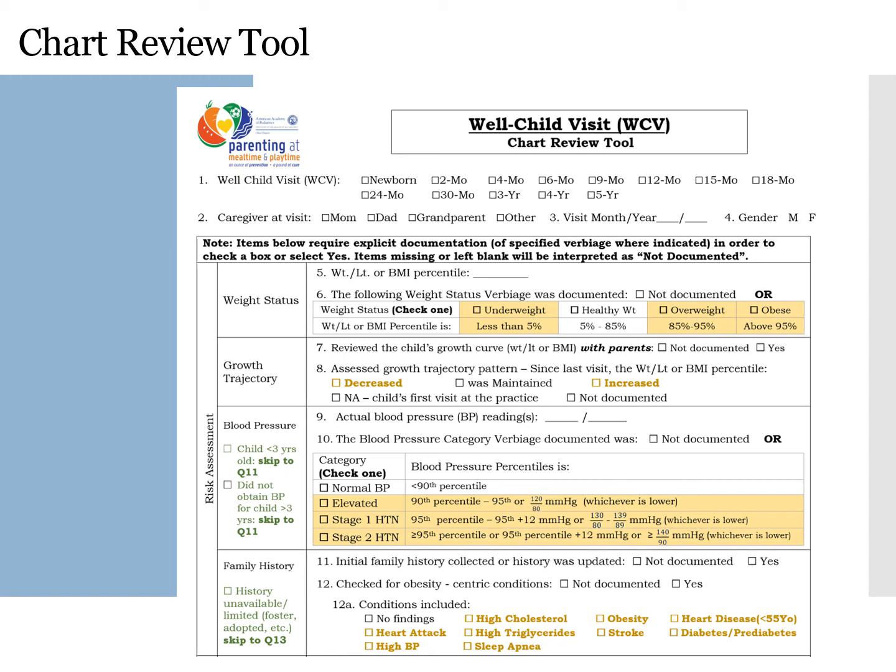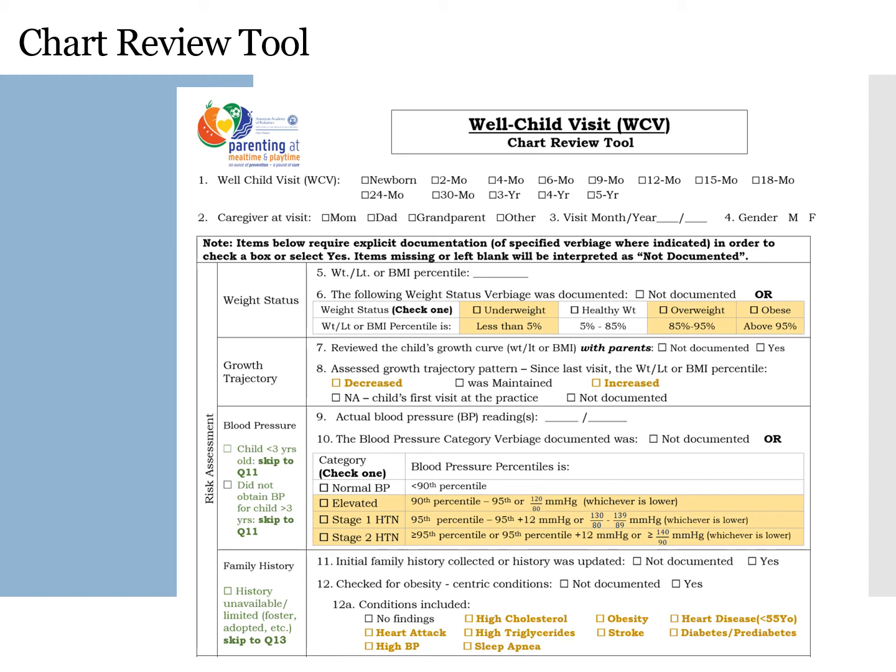Blood pressure is for our kiddos 3 years of age and older, and looking at if you had a blood pressure reading for that child and categorizing that blood pressure and having documentation of that blood pressure category verbiage. So were they a normal blood pressure, elevated, stage 1 or stage 2? And those criteria and percentiles for each of those categories are listed in that box within the blood pressure section. If you didn't obtain a blood pressure for that child, check the box on that left-hand column and skip to the coming question.